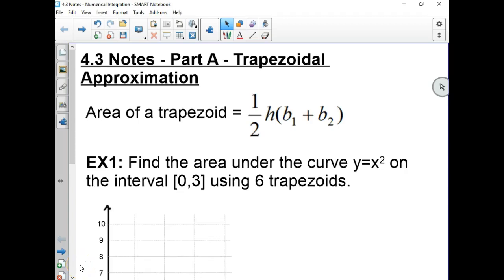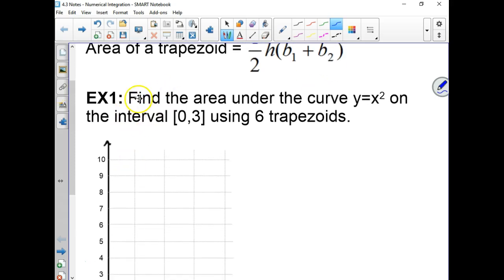In this section, we are going to be looking at trapezoidal approximation. One of the things that we talked about whenever we were doing Riemann sums at the beginning is we said that a trapezoid underneath the curve would work better than a rectangle to approximate that area.